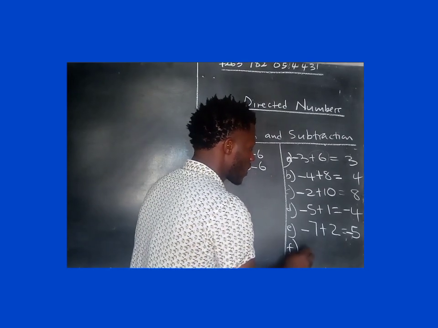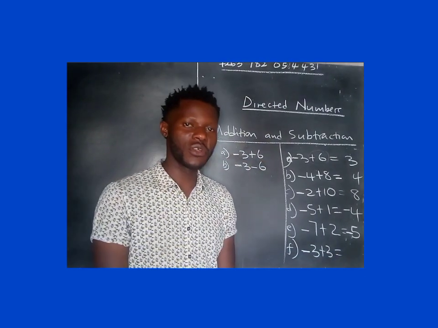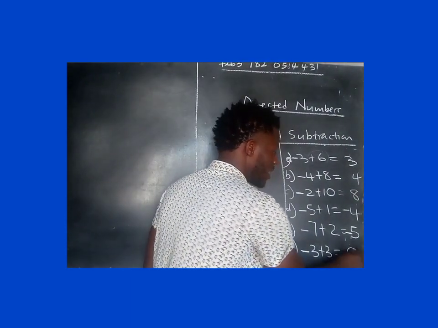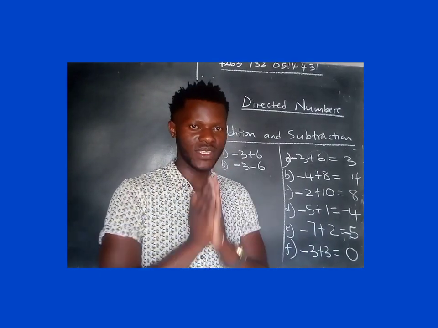Last illustration, minus 3 plus 3. We are not going to add, we are going to subtract. 3 minus 3, we get 0. Now take note, there is no negative 0. If the answer is 0, it's always a positive 0.